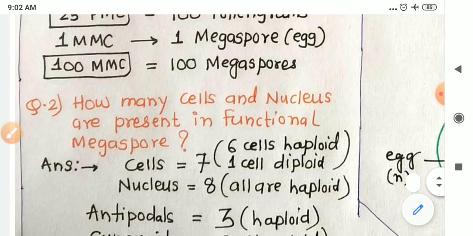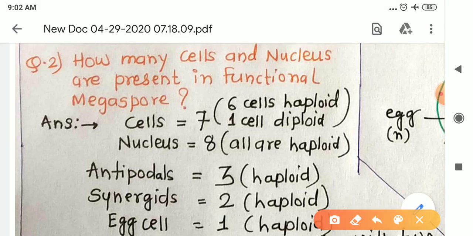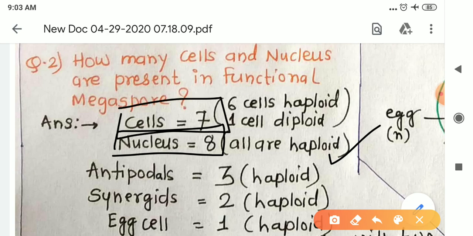Question number 2 is, how many cells and nuclei are present in the functional megaspore? Just now we saw that the functional megaspore undergoes mitotic divisions, that is karyokinesis, to give you a total of 8 nuclei. All these 8 nuclei are haploid in nature, which further undergo cell wall formation and cell membrane formation to form a total of 7 cells, of which 6 cells are haploid and 1 cell is diploid. So the answer is: total cells are 7 and total nuclei are 8.